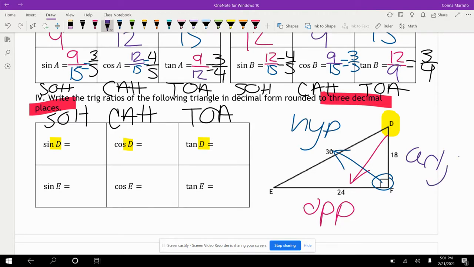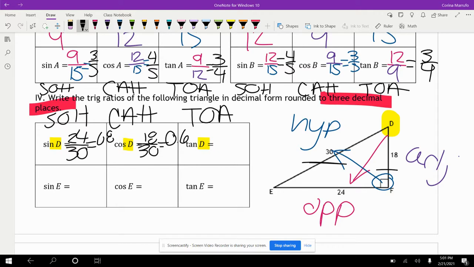Sine is opposite over hypotenuse. My opposite happens to be 24 and my hypotenuse happens to be 30. They want us to write this as a decimal, so 24 divided by 30 gives me 0.8. Sorry, I'm running out of space. Cosine is adjacent over hypotenuse. So my adjacent side is 18 over my hypotenuse, 30. So I'm going to write 18 over 30. They do want us to round to 3 decimal places if possible. So here 18 over 30 is 0.6.